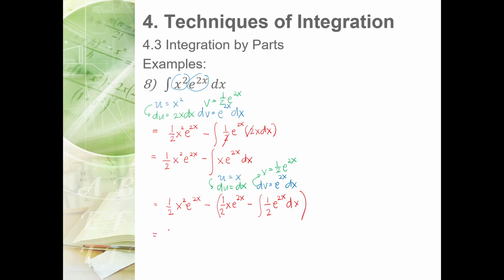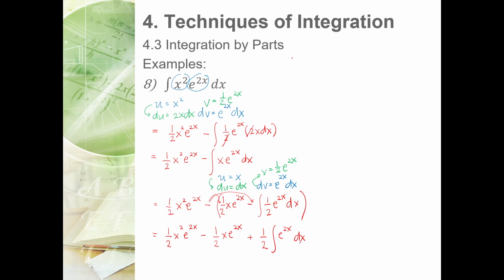So eliminating the negative sign, so this is 1/2 x squared e raised to the power of 2x minus 1/2 x e raised to the power of 2x. So minus minus, right? This one is now plus. Plus 1/2 integral of e to the power of 2x dx.